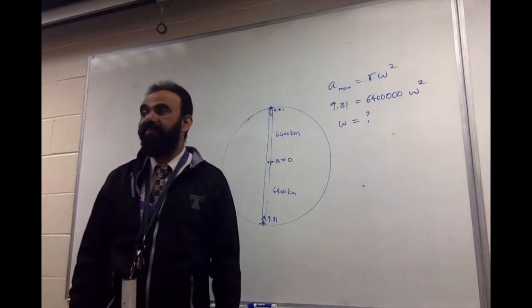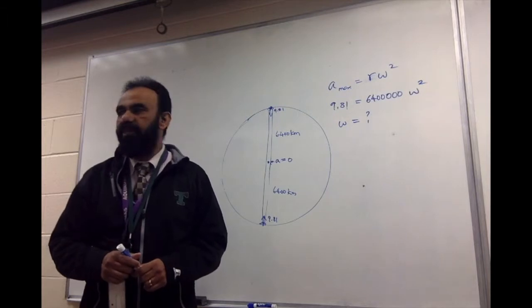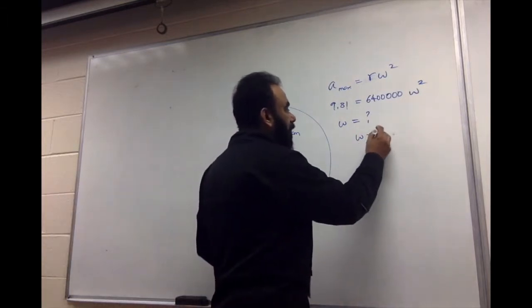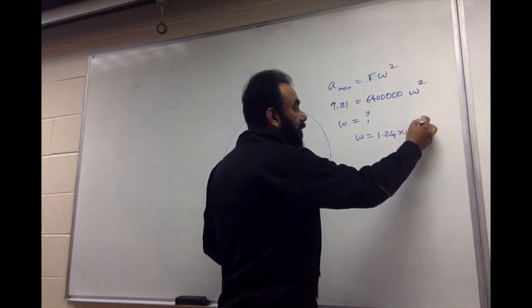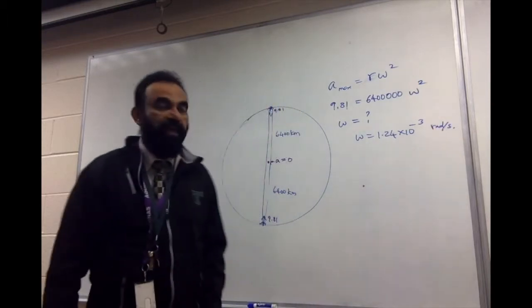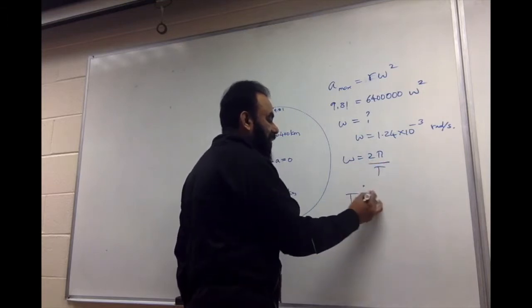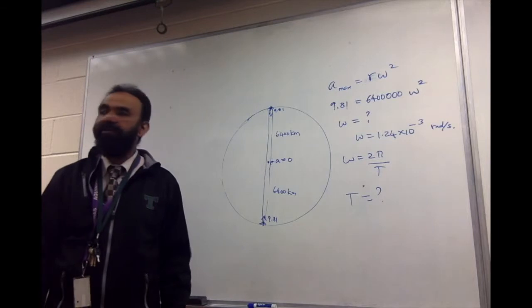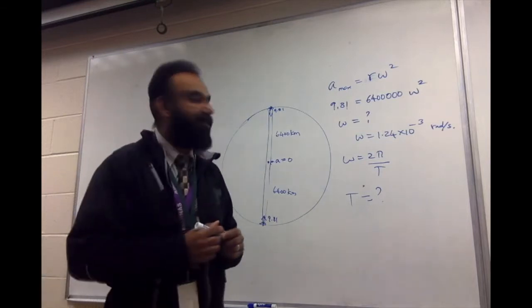Tell me in scientific notation so you don't miss anything. 1.24 times 10 to the negative 3 radians per second. And you know omega is 2 pi over capital T. Can you find out T then? Yes. You'll find out the time period. Find out the time period.